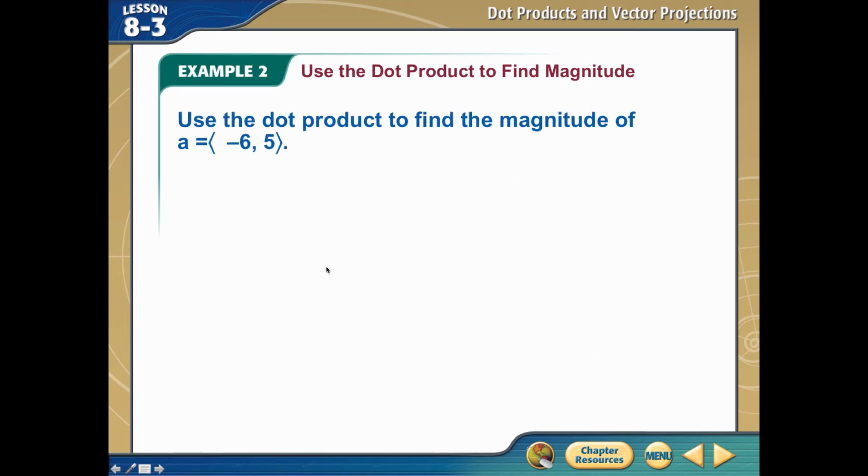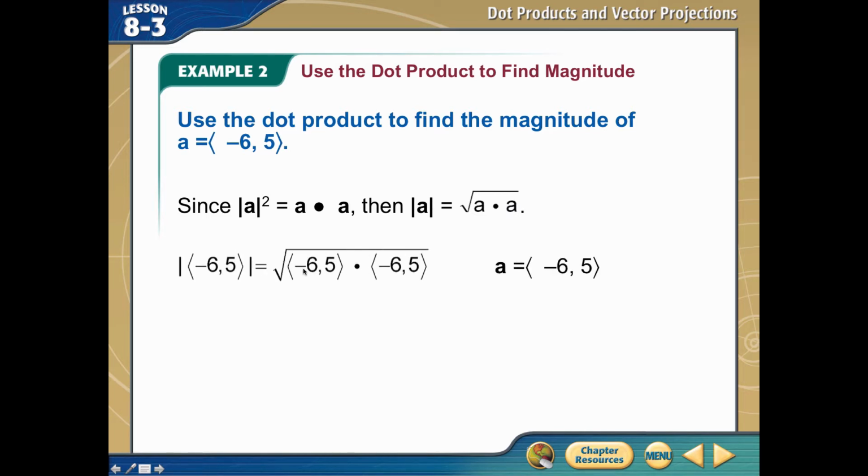Okay, use the dot product to find the magnitude. When you have a vector written in component form and you're using the dot product to find the magnitude, it really just adds an extra step, because the dot product of negative 6, 5 with negative 6, 5 is negative 6 times negative 6, or negative 6 squared. 5 times 5 is 5 squared.